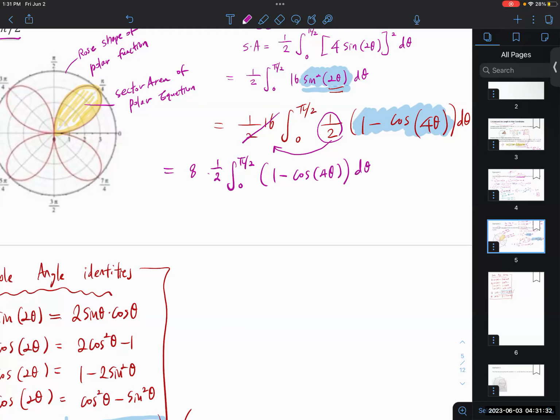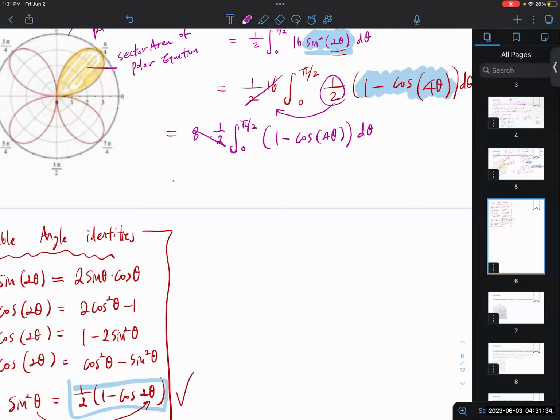All right, nice job. And then I'm going to simplify. And let's take the integral. So you're going to separate it: integral from 0 to pi over 2 of 1 d theta minus the integral from 0 to pi over 2 of cosine 4 theta. Are we okay? Yes. And keep going.